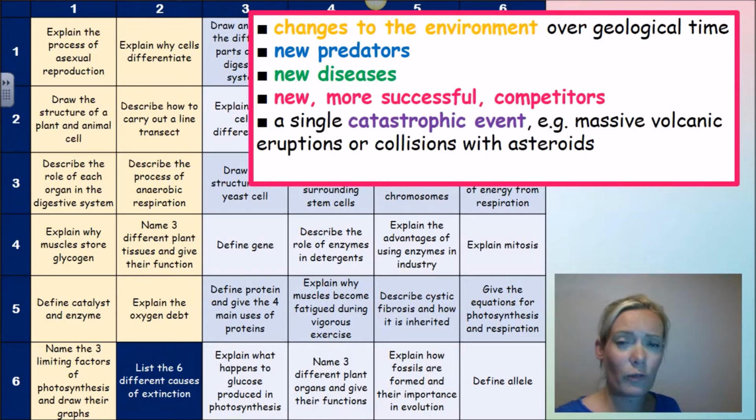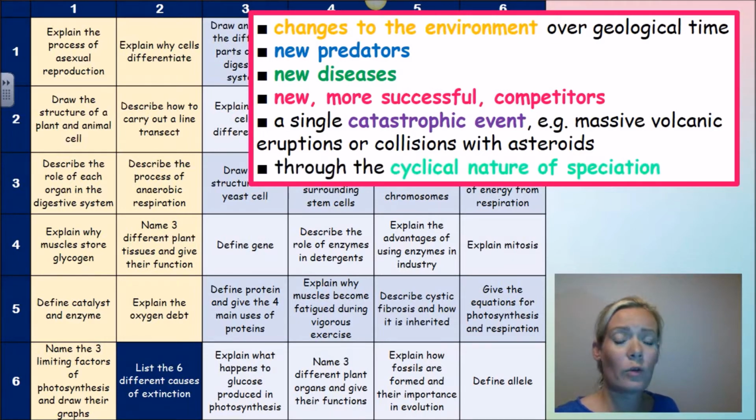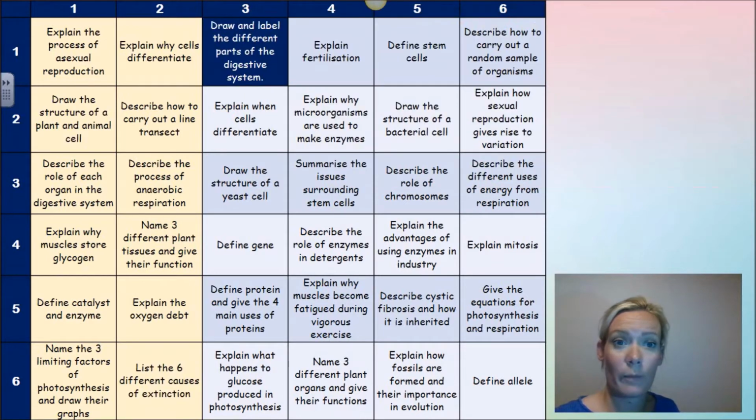A single catastrophic event could also make a species extinct. This could be a volcano, an ice age, etc., collisions with asteroids. And also just through the cyclic nature of speciation, new species arising and then species becoming extinct. Okay, so 6 clear causes of extinction, and they are lifted directly from your specification. So again, please make sure you can recall them.